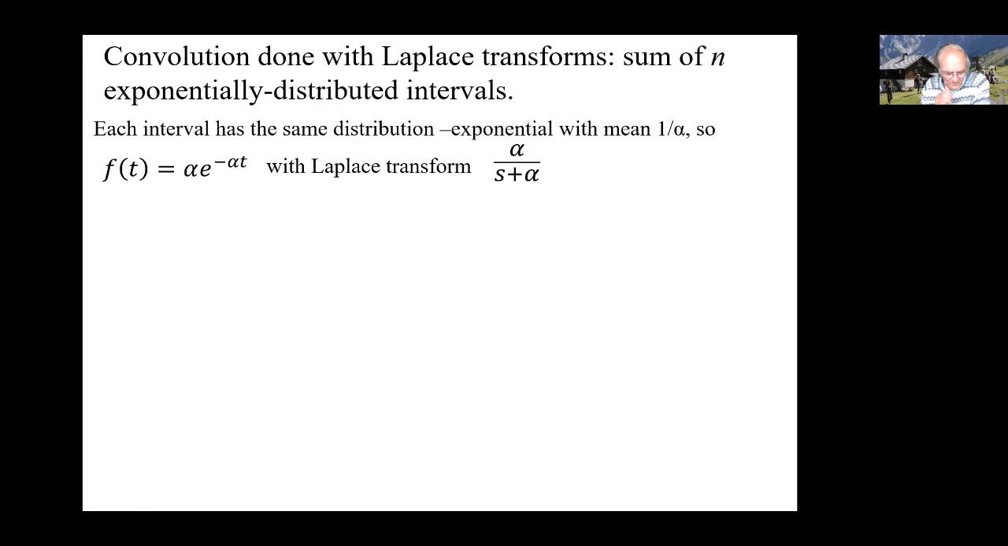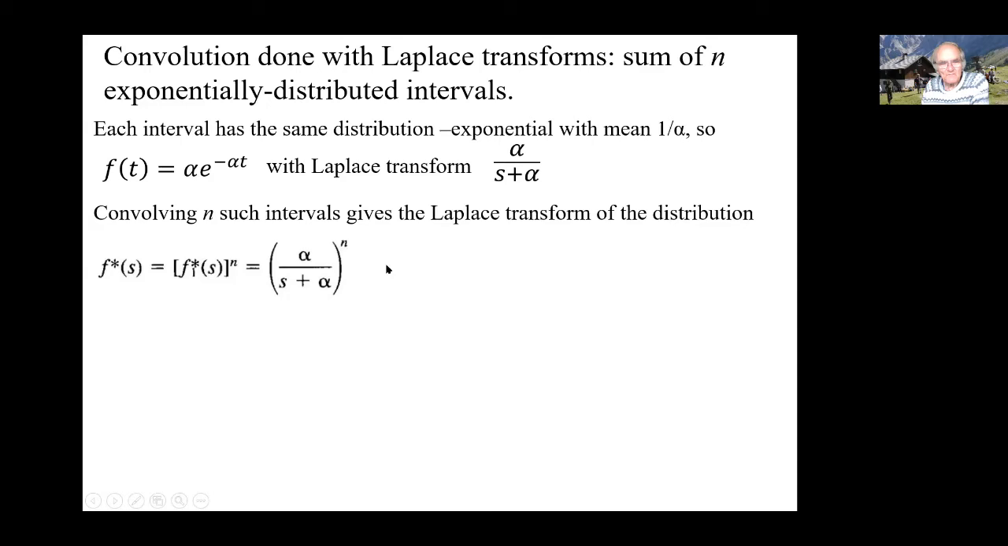We can generalize that. Let's consider the sum of n exponentially distributed intervals. This time, though, we'll assume that all the intervals have the same distribution. They're all distributed exponentially with a mean 1 over alpha. So the Laplace transform is alpha over s plus alpha. To convolve n such intervals, we just multiply this by itself n times. So the Laplace transform of the distribution of the sum of n exponentially distributed intervals is that.